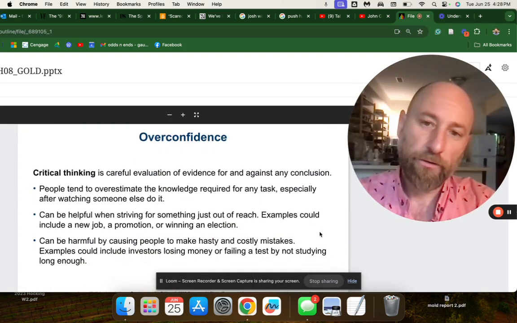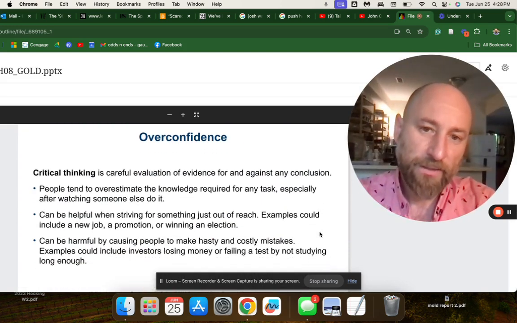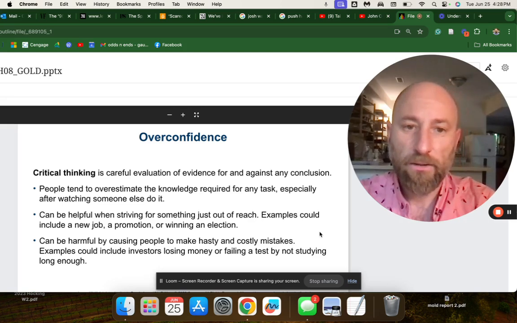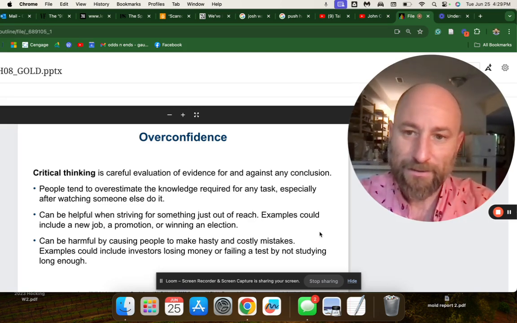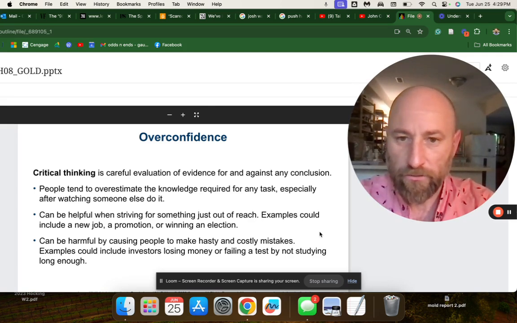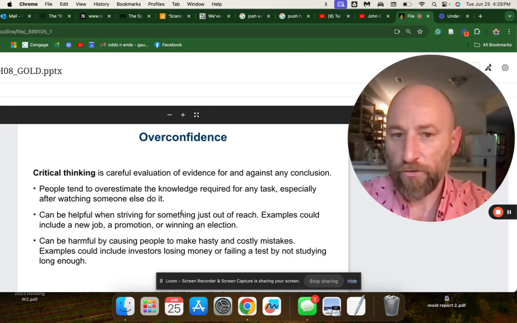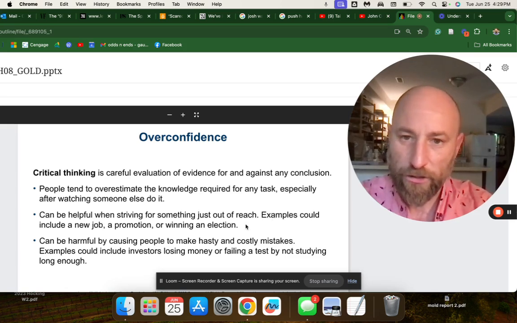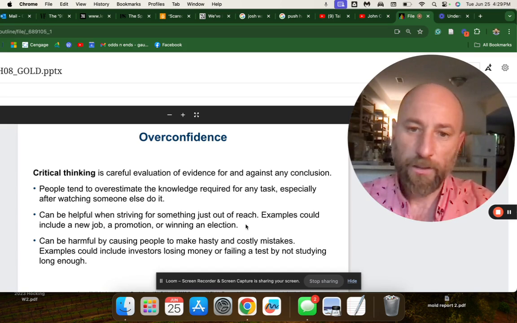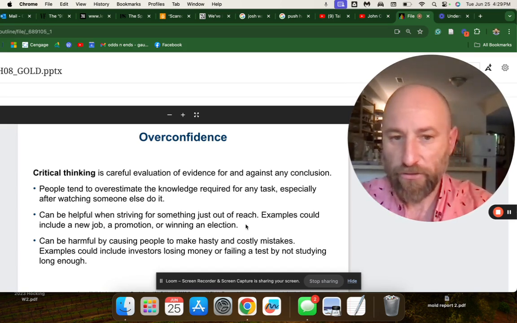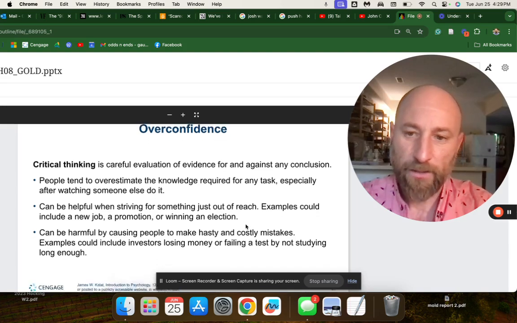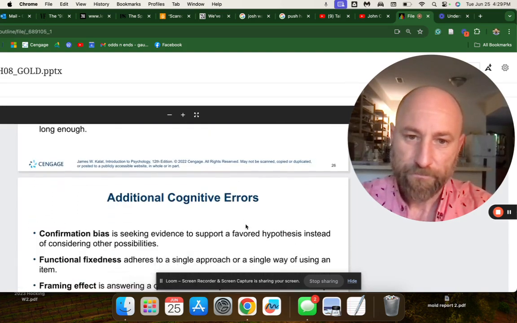Overconfidence. Critical thinking is careful evaluation of evidence for and against any conclusion. People tend to overestimate the knowledge required for any task, especially after watching someone else do it. Striving for something just out of reach, examples could include a new job, a promotion, or winning an election. It can be harmful by causing people to make hasty and costly mistakes. Examples could include investors losing money or failing a test by not studying enough.